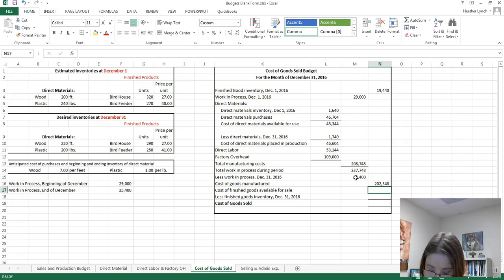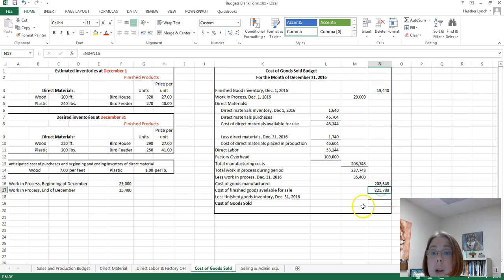Cost of finished goods available for sale. Okay, this amount, we want to take our 290 finished products times 27 plus our 250,000 times 41. That gives us our cost of finished goods available for sale. Okay, this was what was finished December 1st. We have now finished 290 birdhouses and 250 bird feeders. So that gives us, I apologize, I gave you the wrong number. Let me back up. Okay, the cost of finished goods available for sale. That is your finished goods inventory plus your cost of goods manufactured.